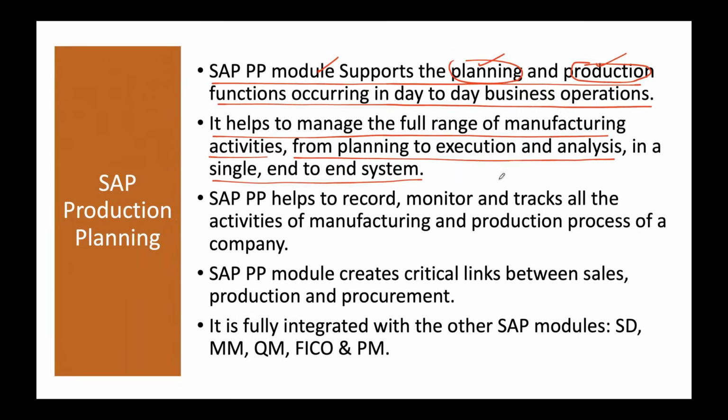That's what we just discussed. Okay, all manufacturing activities from planning to execution in the same system. SAP PP helps to record, monitor, and track all the activities of manufacturing and production processes of a company. That's where you record everything. You record all your production activities information. You monitor periodically, and you track everything. You take reports. You monitor everything. You can do it in the system.